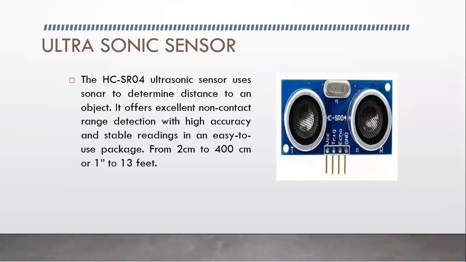Then you can take the necessary actions: you may stop the car immediately, or try to turn it, right? For that purpose, you can make use of this ultrasonic sensor, guys. It is used for obstacle detection and also to read the distance. You can also call it a distance measurement sensor. The range of this ultrasonic sensor is from 2 centimeters to 400 centimeters, or 1 inch to 13 feet.